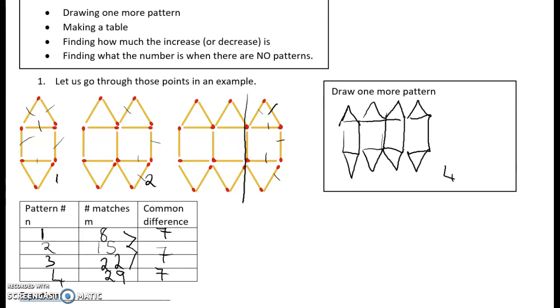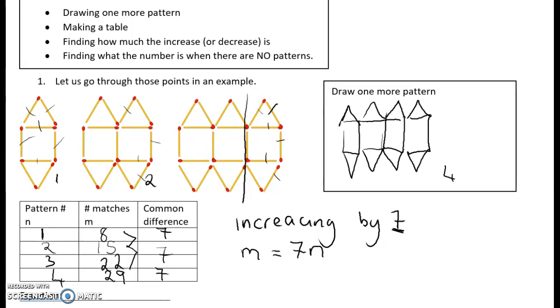So I have a common difference of 7. It means it's increasing every time by 7. That means my gradient is 7, so it's going to be a multiple of 7. So if I say my number of matches equals 7 times my term number or my pattern number. So the number of matches equals 7 times my term number.